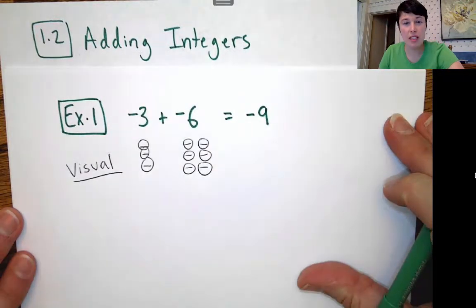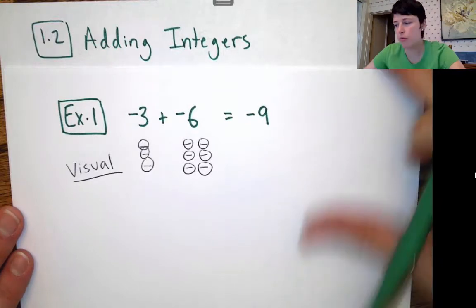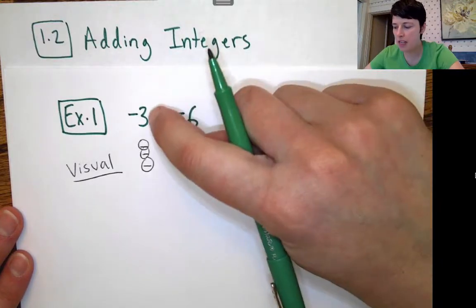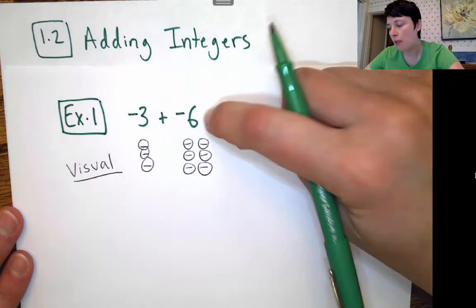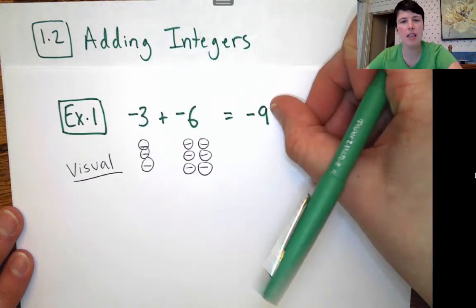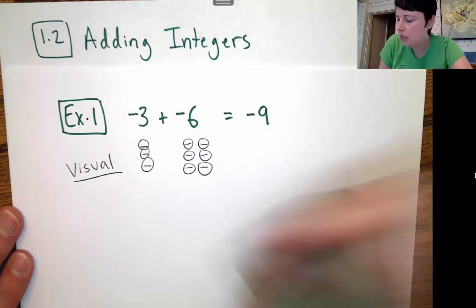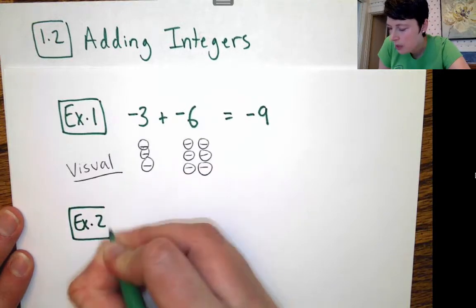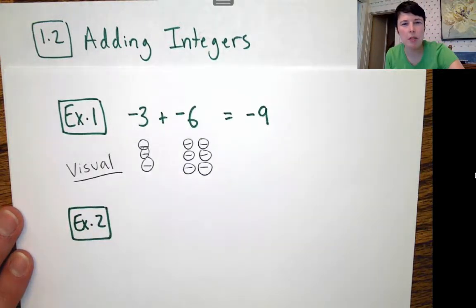Turns out that this is going to lead us into another rule connected to adding integers. When we have the same signs, all we end up doing is adding the numbers together. 3 plus 6 is 9, and then we keep the sign. So to give you a second example, I could show you with all positive numbers.